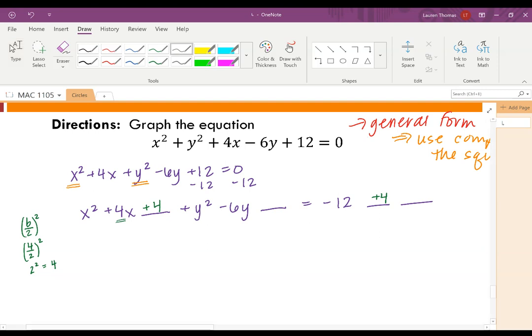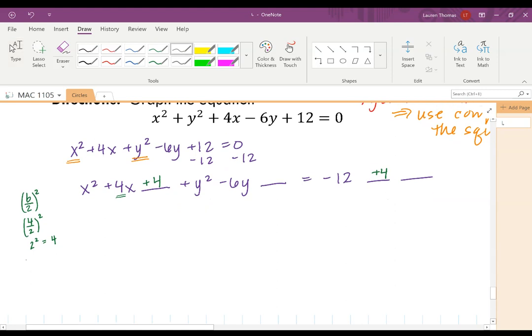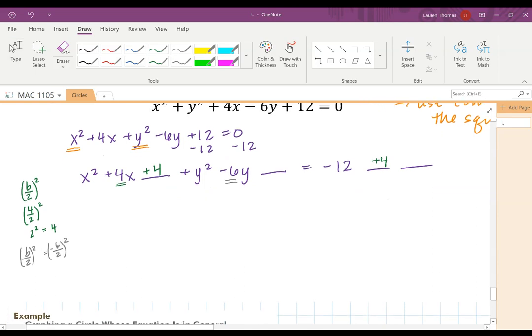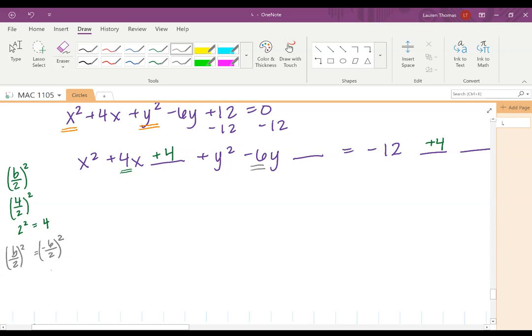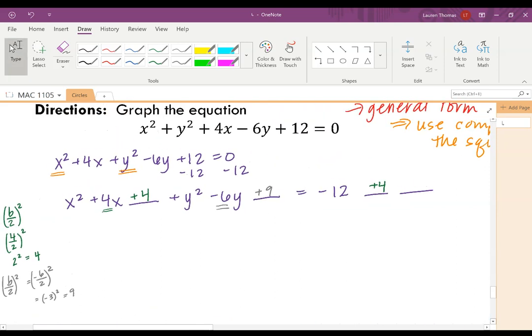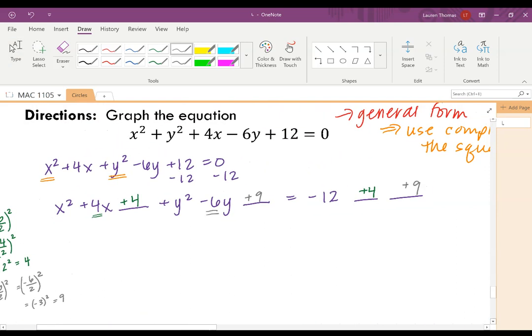Now I've got to go back and do the same thing, but I've got to do it for our y's. So we're still doing b divided by 2 squared. But b for my y's is negative 6. So I'm going to say negative 6 divided by 2 squared. Negative 6 divided by 2 is negative 3. And negative 3 squared we know is 9. So I'm going to go ahead and add 9 to the left side of the equation. Remember, whatever I do to one side, I have to do to the other. So I'm going to go ahead and add 9 to the right side as well.